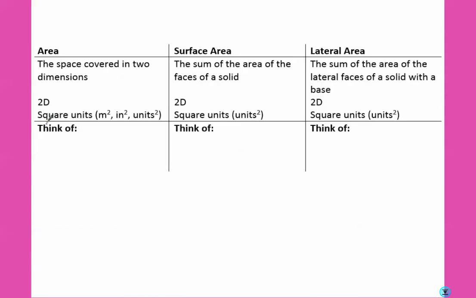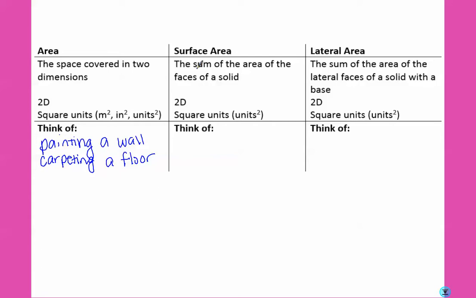So remember that area is the space covered in 2 dimensions, and we're going to use square units such as meters squared, inches squared, and units squared. Think of something like painting a wall, or carpeting a floor.